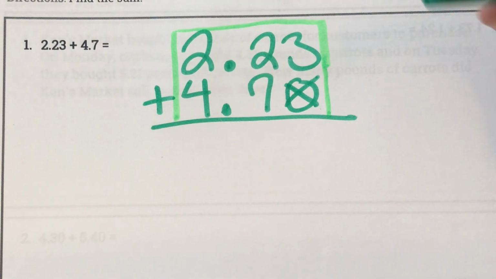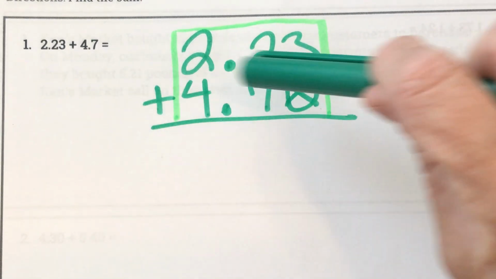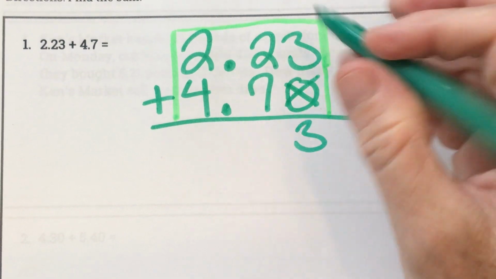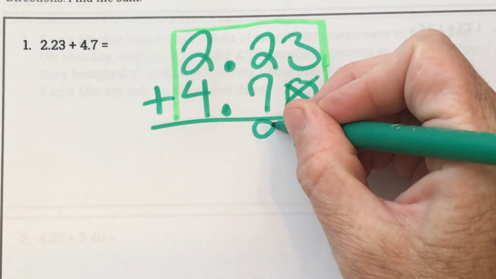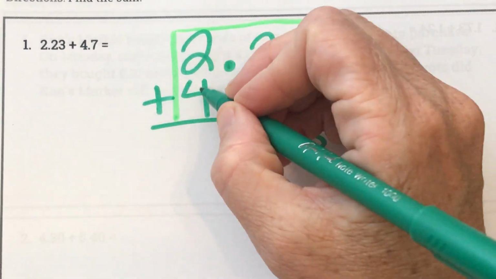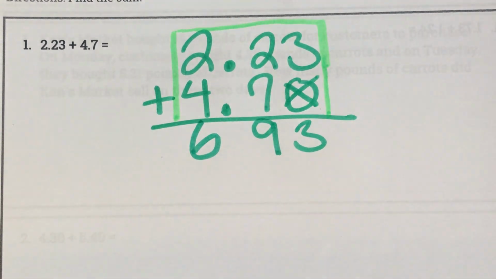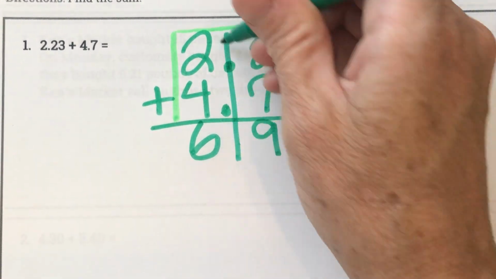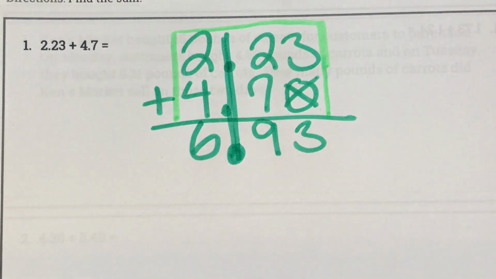Step 4 says let's just add then. 3 plus 0 is 3. 2 plus 7 is 9. 2 plus 4 is 6. And our final step says, bring down our decimal. So it's 6 and 93 hundredths.